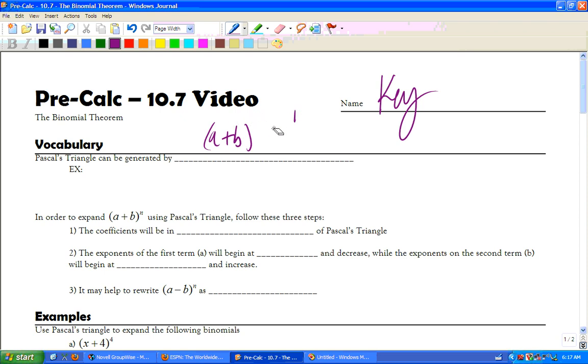In order to do this, the first thing we need to understand is what Pascal's triangle is. A lot of you may have studied Pascal's triangle in the past. If you have, that'll be great. If not, here's how it's generated.